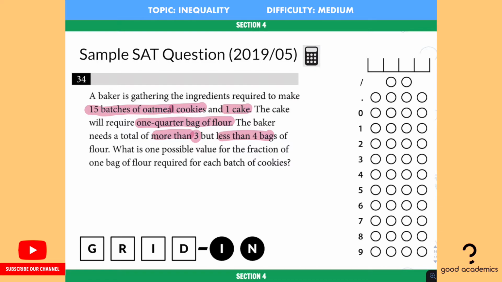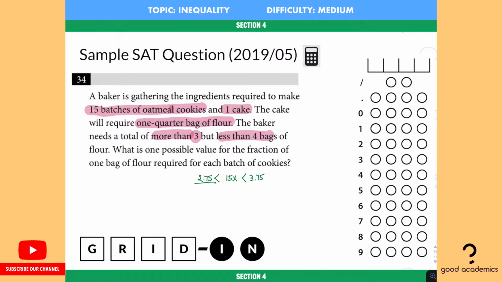So if we take that amount of flour out of the whole plan, that means the 15 batches of cookies are going to require at least 2.75 bags of flour, but definitely less than 3.75. This is how we make 15 batches of cookies. But we just want to know how much flour we will use for one batch of cookies, so we just want to find x in this case.